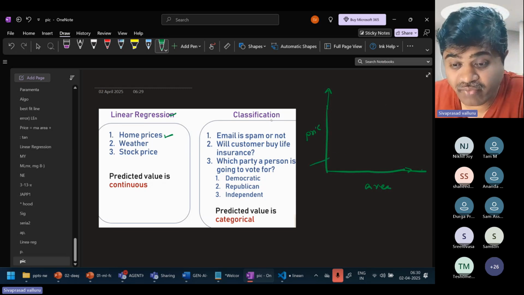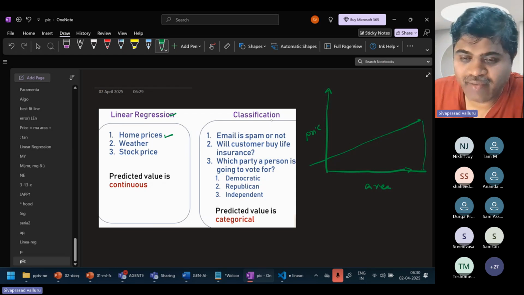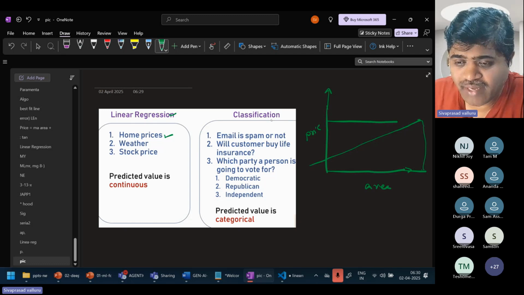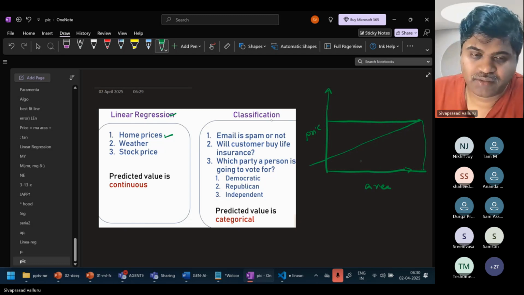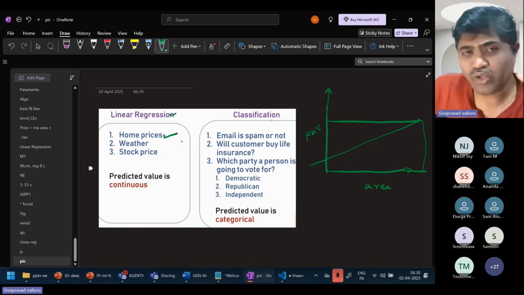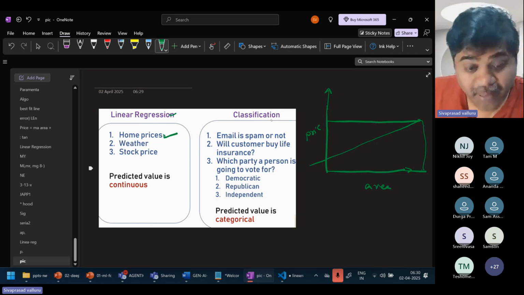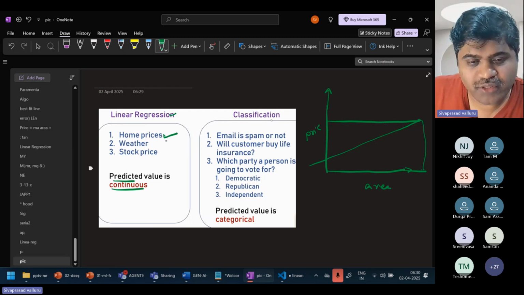If I can somehow find out the best fit line, the line will go on. For any given x, I will be able to find the value of price. So the values are continuous. Then in such cases, we will use linear regression. So when to use linear regression algorithm to predict? When the predicted values are continuous, then we can use linear regression.